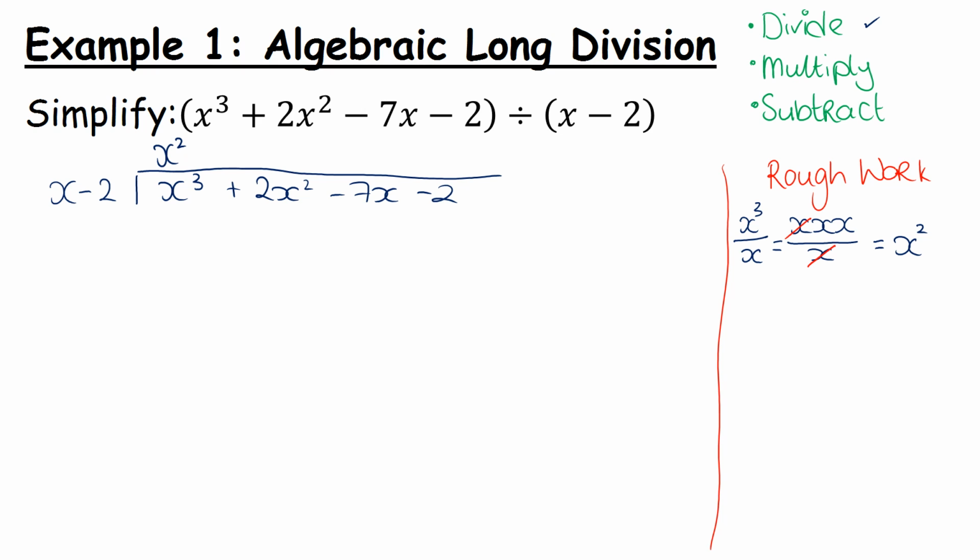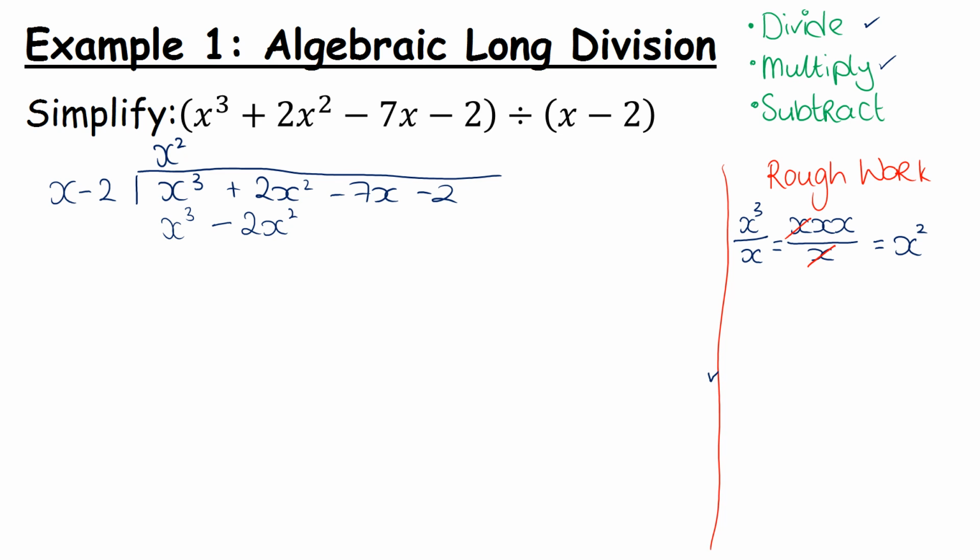Now we're going to do our multiply. So even though with our division we focus on the x and the x cubed, when we do our multiplication we multiply both terms. So x squared by x gives me x cubed, and x squared by minus 2 gives me minus 2x squared. Okay, so there's my multiply done.